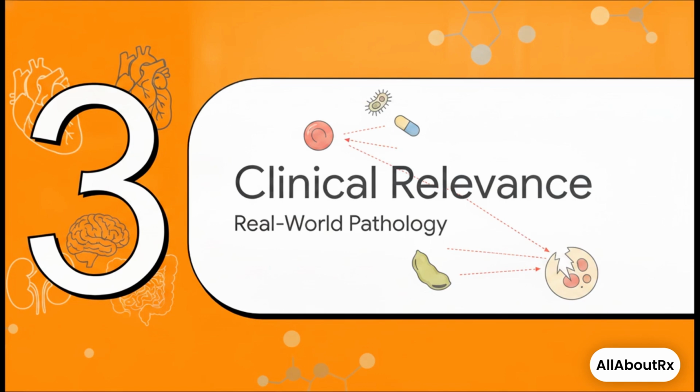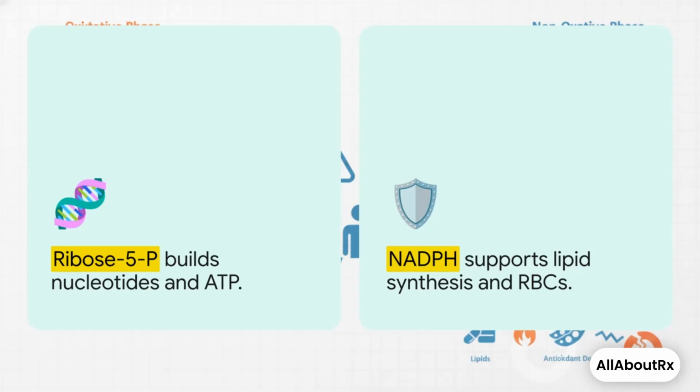Section 3, Clinical Relevance and Pathology. So the crucial point here is understanding exactly why your body is so desperate for these specific products. Let's weigh them against each other. On one side, ribose 5-phosphate. Without it, you are not building nucleotides, nucleosides, nucleic acids, ATP, or coenzyme A. Cell division would literally grind to a complete halt.